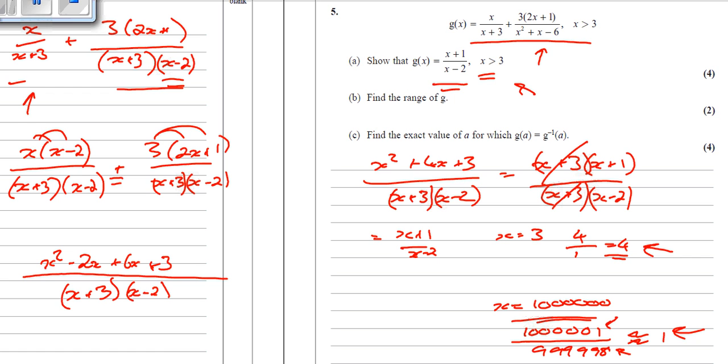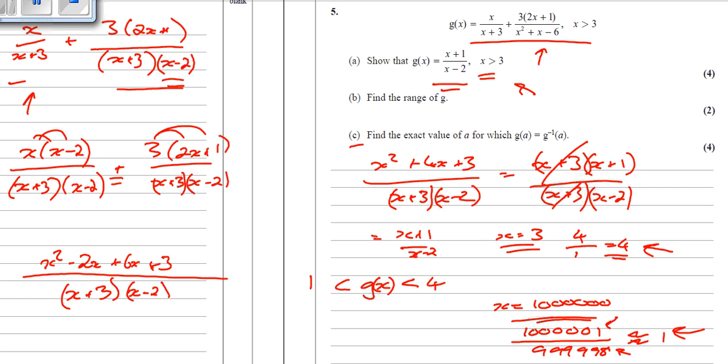But it's going to go in between those. So therefore, we can say that the range here is going to be less than 4. So it can't ever equal 4, because remember, it can't ever equal 3. X is bigger than 3. And it's also going to get closer and closer to 1 without ever reaching 1. So therefore, g of x is in between 4 and 1.